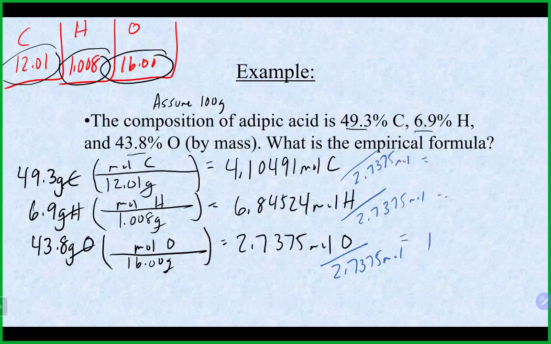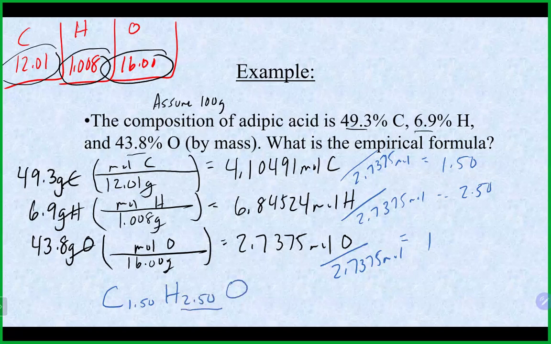So that equals 1. We'll end up with 4.10491 divided by 2.7375. Here we're going to end up with 1.5 basically. And 6.84524 divided by 2.7375 gives 2.5 in this case. So if we were to write our empirical formula at this point, we got C 1.5, we got H 2.5, and we got O.